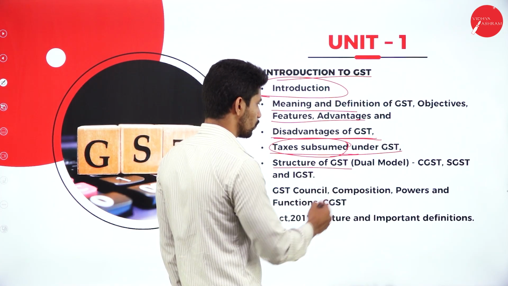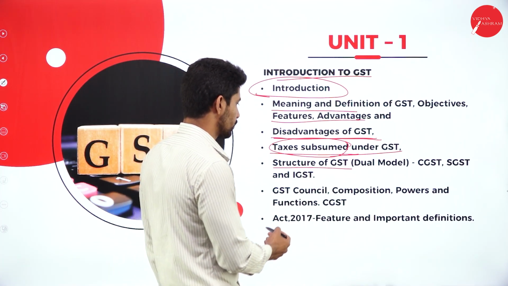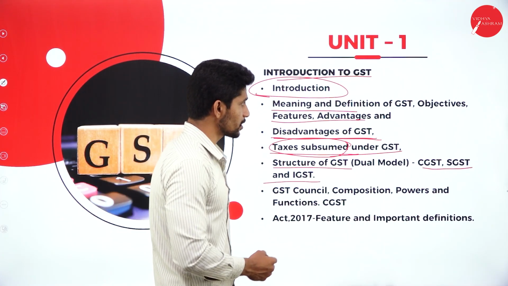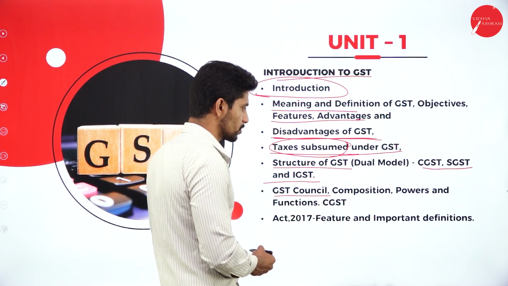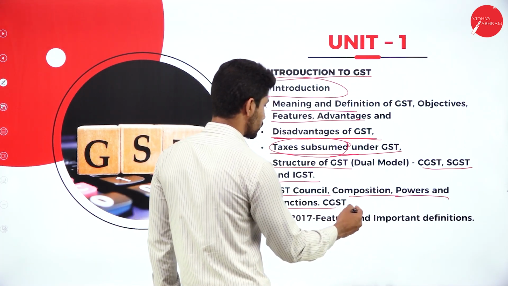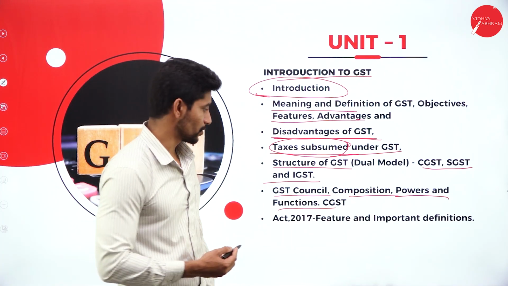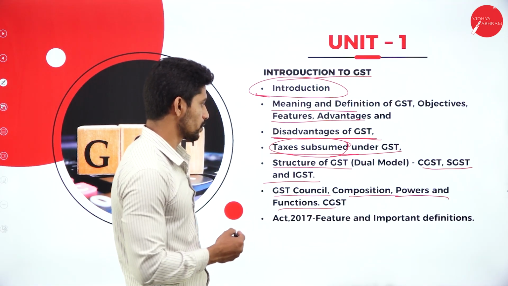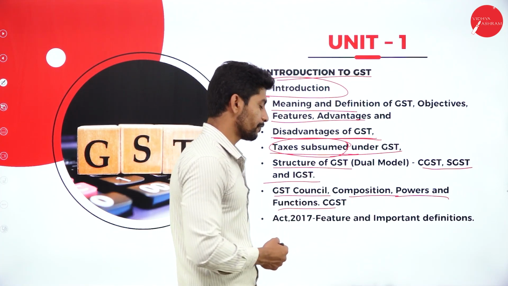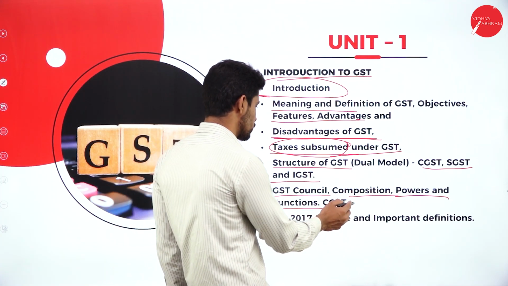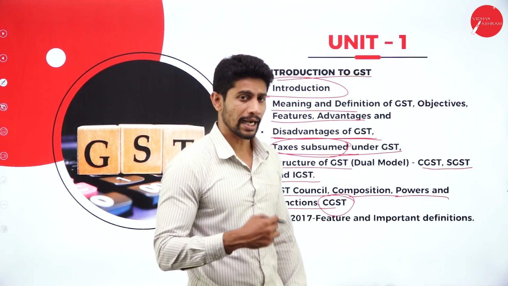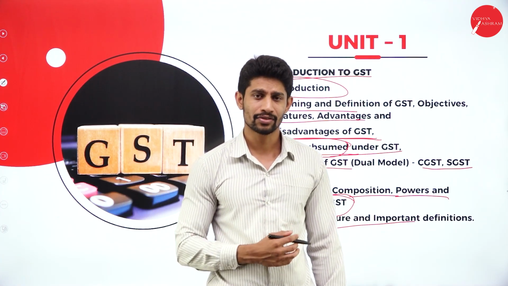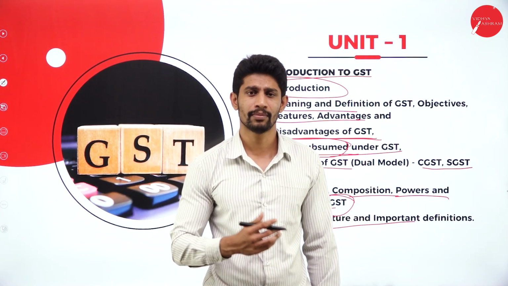Next, also the structure of GST, that is the dual model with respect to CGST, SGST and IGST. That also you are going to study under unit number 1. And the GST Council: composition, powers and functions. So you'll also study the GST Council. What is the GST Council? Who will be there in the GST Council? And you also study about the composition scheme and the powers and functions of the GST Council. And you also study about the CGST Act and also the features and important definitions of the CGST Act. So about this many concepts you'll be studying in unit number 1.